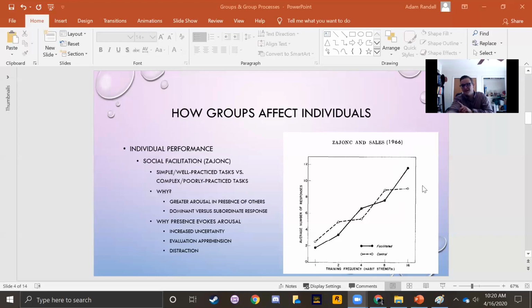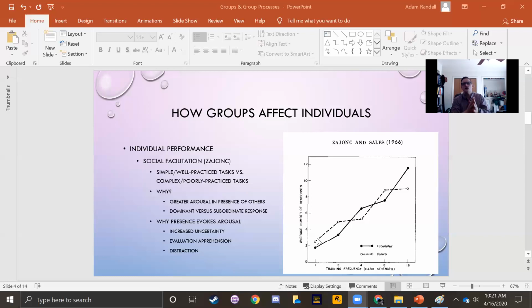Performance on well-practiced tasks is facilitated when in the presence of others, but poorly practiced tasks are impaired in the presence of others. Okay. Now, again, why might that be? Earlier I mentioned that it's thought to be because of evaluation apprehension, but why would evaluation apprehension do anything?